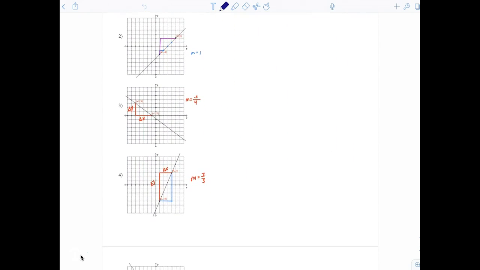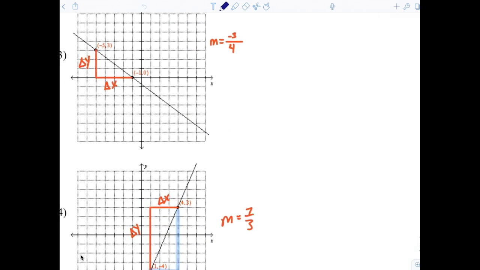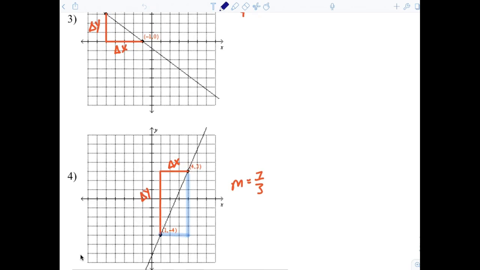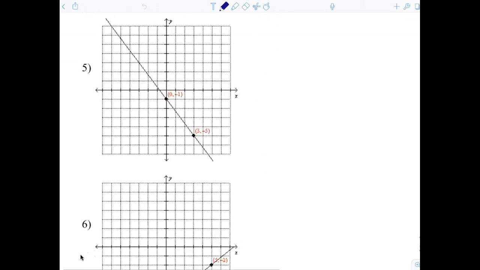Let me give you the answer to 3 and 4. If you have a question with 3 or 4, let me know. The slope was -3/4, and the slope for number 4 was 7/3. Everybody happy with that? All right, let's look at 5 now.